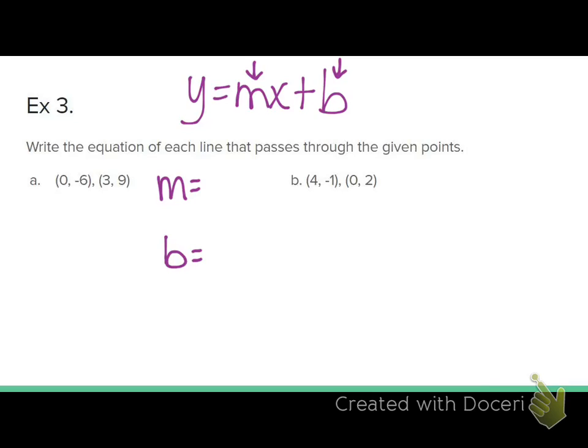On this one, it's actually easiest to identify the b first. What is it? Good. Remember, your y-intercept happens when x is 0. So that makes this our b. You have questions about that? If x is 0, that means that's the y-intercept.